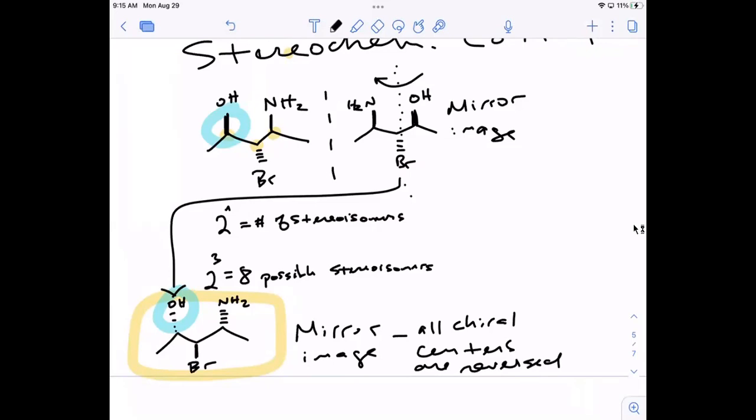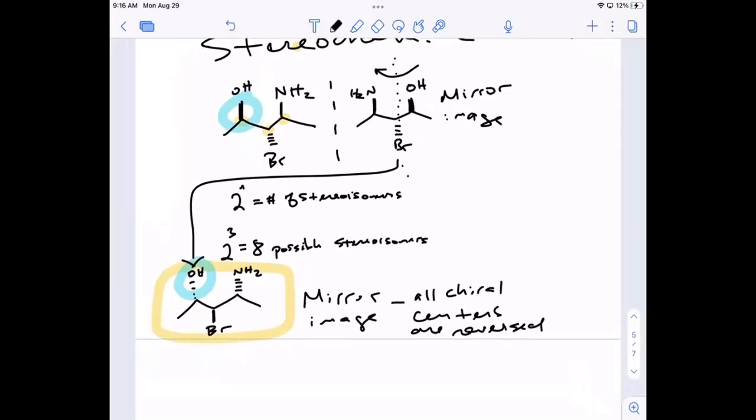So is the second image and the third image the same thing? Yes. Okay. Great question. Those are the same images, or the same molecule. They're just reoriented in space. If that makes sense. All right.